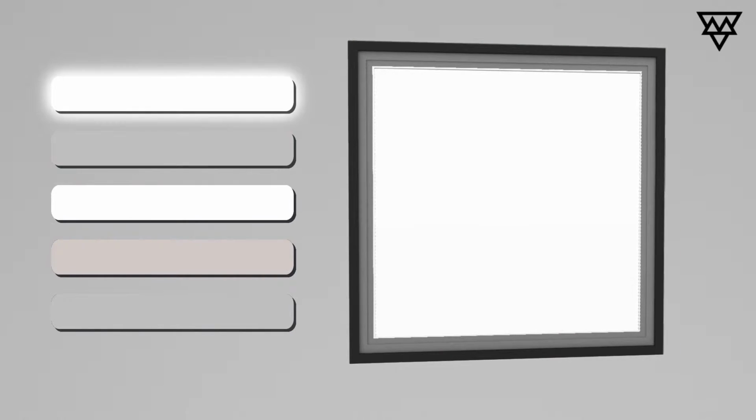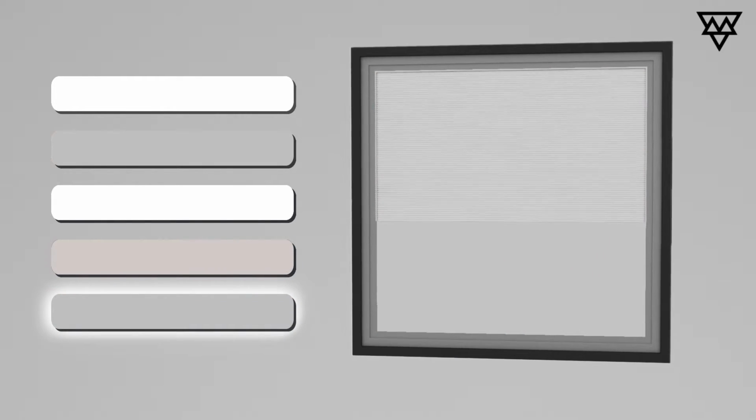Second, we also offer double-cell honeycomb blinds, known as Duette blinds, which are soft and provide effective solar control. These blinds are available in white or grey and may be translucent or opaque. Duette blinds can move from the top down or from the bottom up as needed.